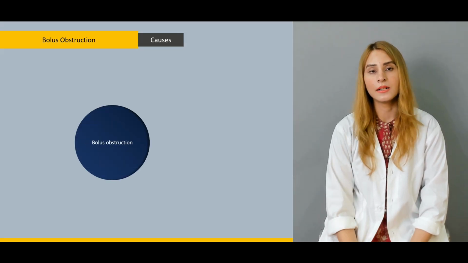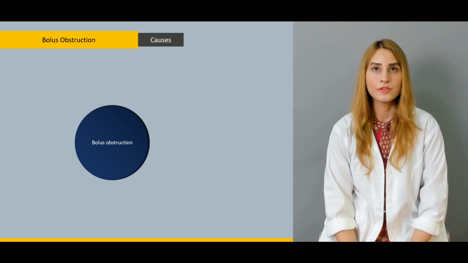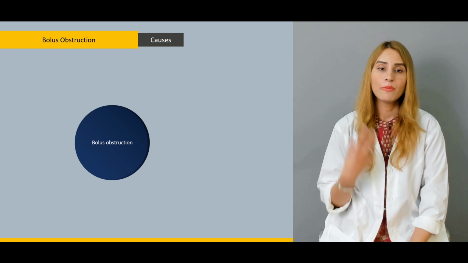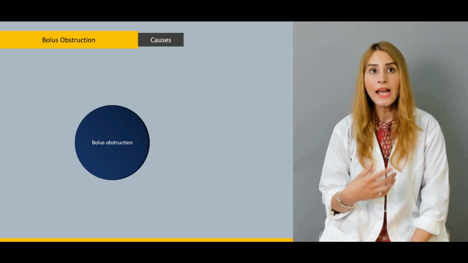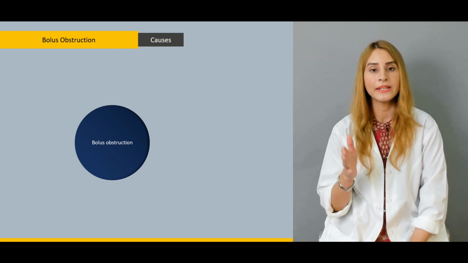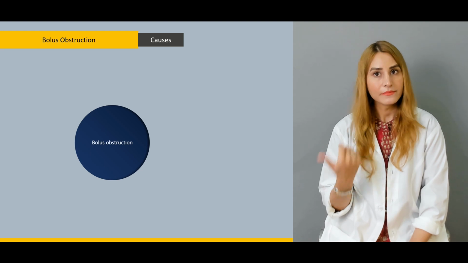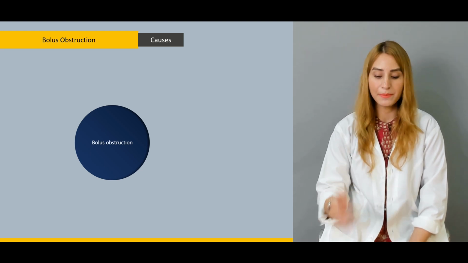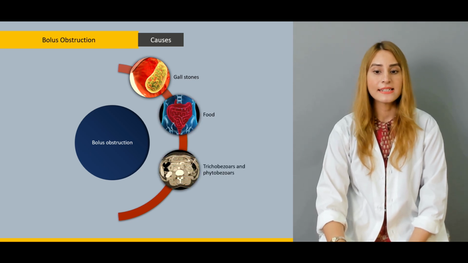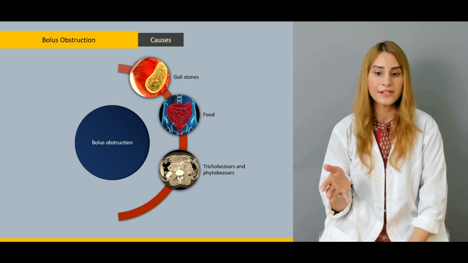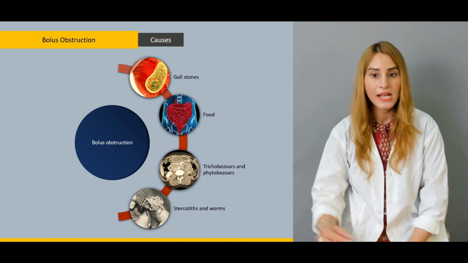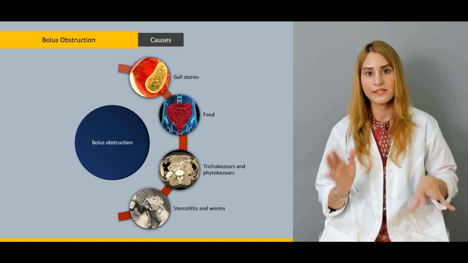So there's another, if we talk about the dynamic obstruction, there's another category which is called bolus obstruction, right? Bolus obstruction means that the obstruction is within the lumen of the intestine, and the cause can be gallstones, food, trichobezoars or phytobezoars, and stercolith and worms. We'll be discussing all of these things one by one.